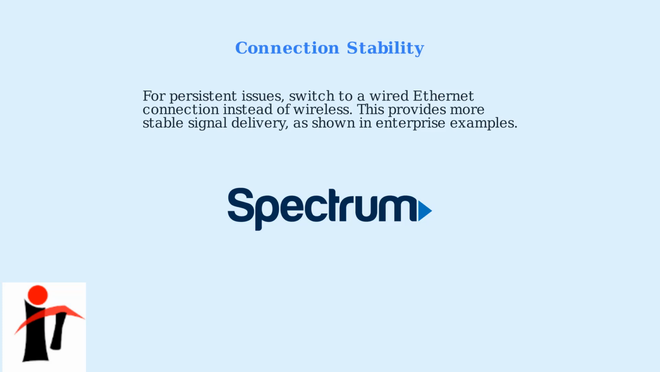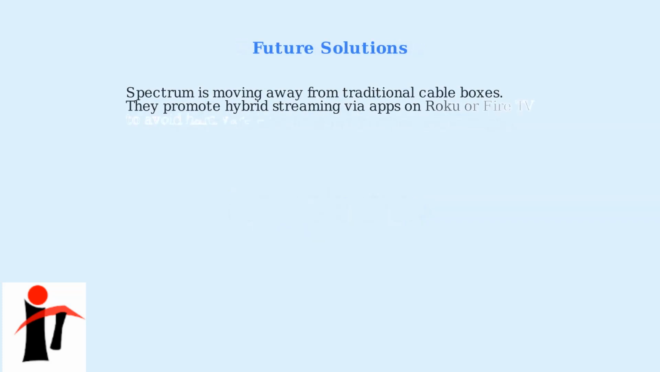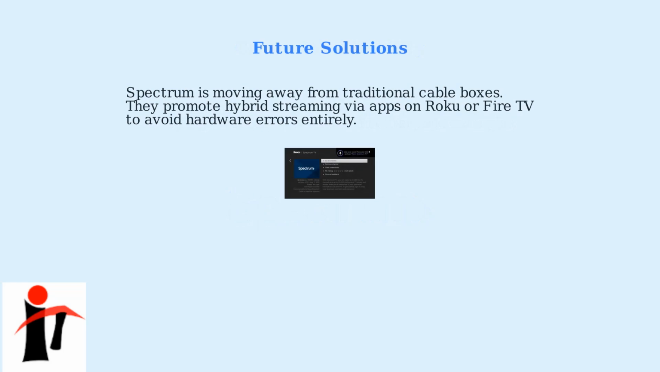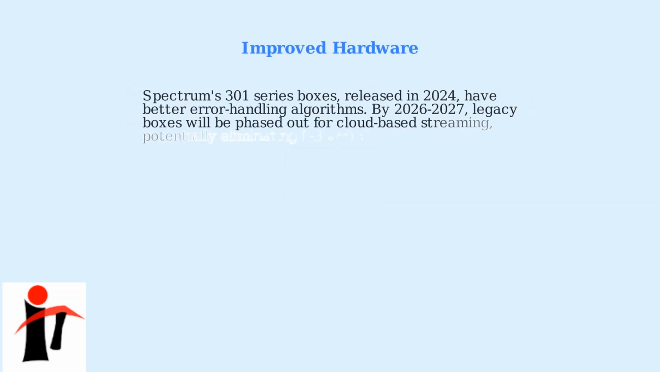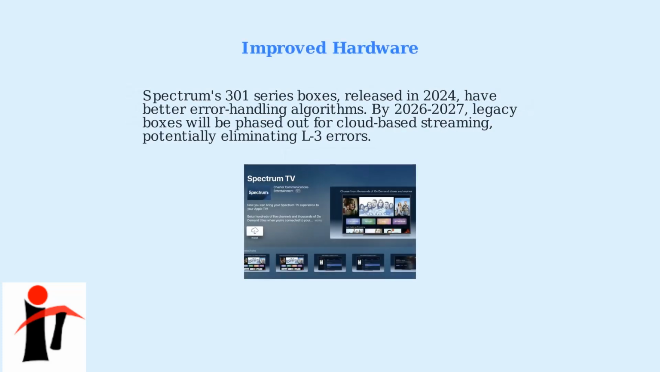Looking ahead, the long-term trend is shifting away from traditional cable boxes. Spectrum is pushing hybrid streaming solutions through apps on platforms like Roku or Fire TV, which bypass hardware-related errors like L3 entirely. Spectrum's newer 301 series cable boxes, introduced in 2024, feature improved error handling to prevent boot loops. By 2026 to 2027, they plan to phase out older boxes in favor of fully cloud-based streaming, which could eliminate L3 errors through software-only solutions.